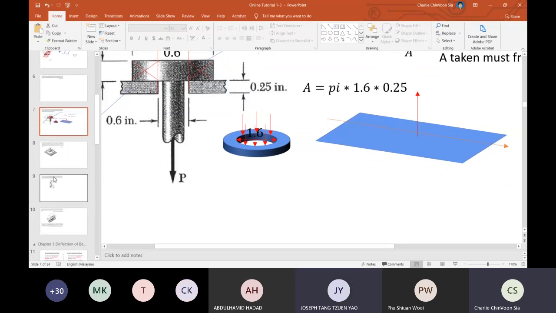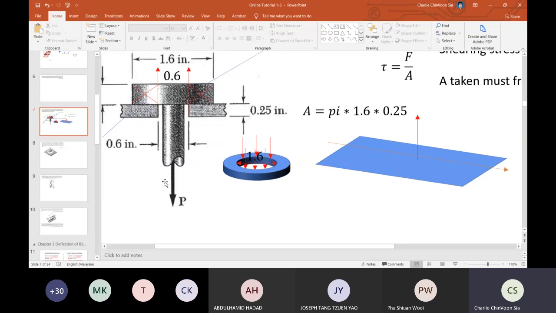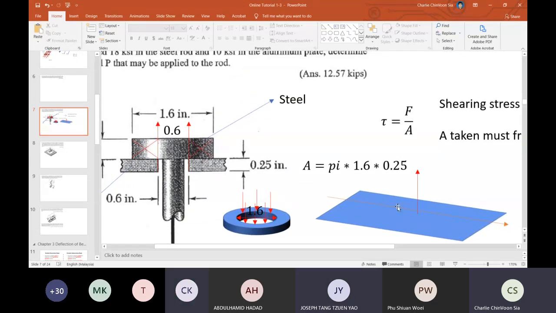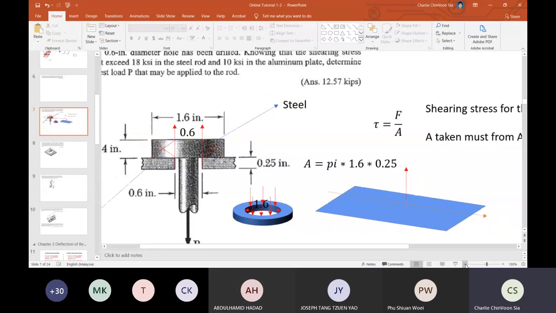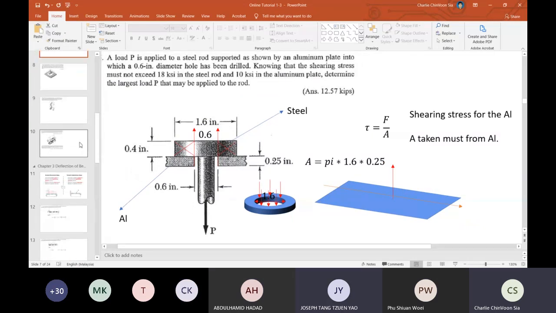So about the shear stress, the bearing stress is quite straightforward. So I think I just leave it to you guys. Is it okay? For the shearing stress, no question, right? If no question, I need to jump to the next chapter.